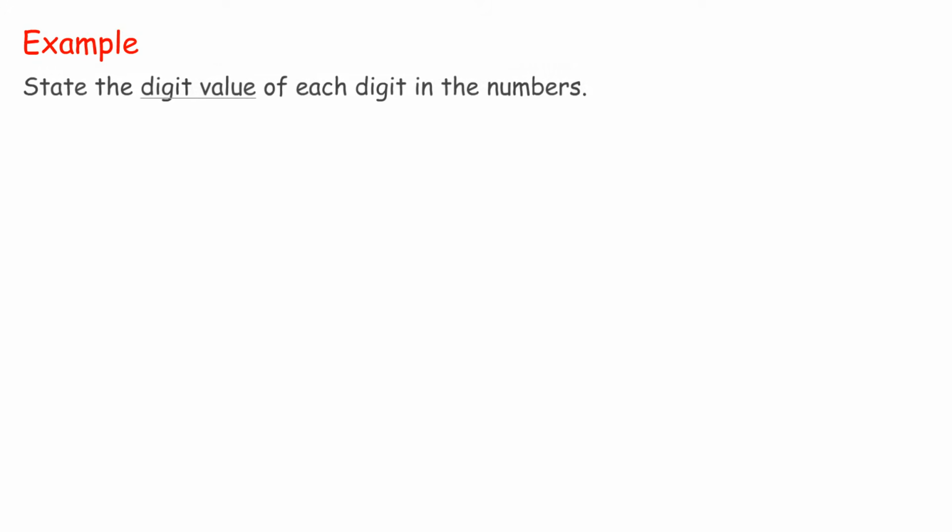Digit value. The value of a particular digit in a number is the multiplication of a digit and the place value that represents the digit. Example: state the digit value of each digit in the numbers. A. 6231 in base 8. B. 111101 in base 2.